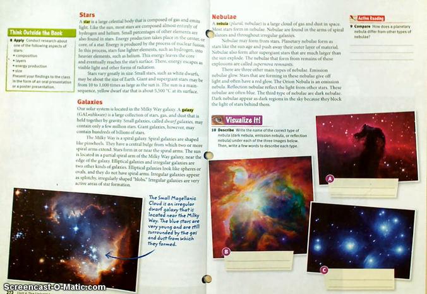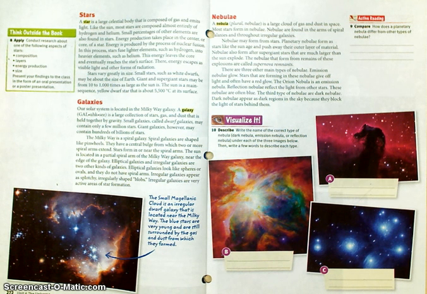Spiral galaxies are shaped like pinwheels. They have a central bulge from which there are two or more spiral arms. Stars form in or near the spiral arms. The Sun is located in a partial spiral arm of the Milky Way galaxy, near the edge of the galaxy.